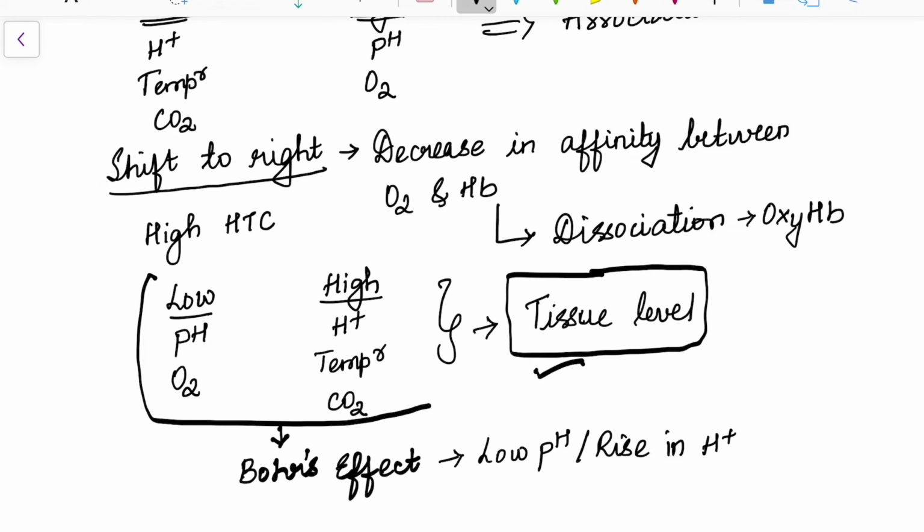And at alveolar level, PO2, that is partial pressure of oxygen, will be high, and at the tissue level, partial pressure of carbon dioxide is going to be high. I hope I was clear with this topic today.